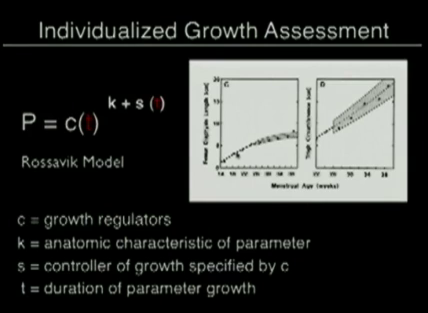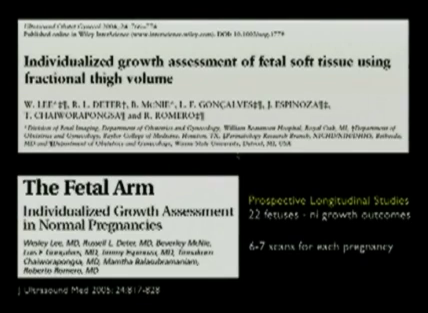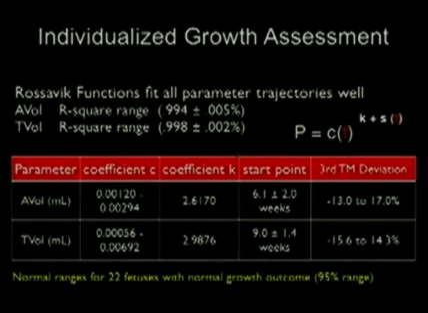So this concept of IGA still warrants further investigation, but this is what we've tried to do, to apply the fractional limb volume to this mathematical formula using the fractional thigh volume and arm volume as seen here. So this is a noisy slide that essentially says that the Rosovic functions fit all the parameter trajectories well, and we got some pretty good results from this approach.